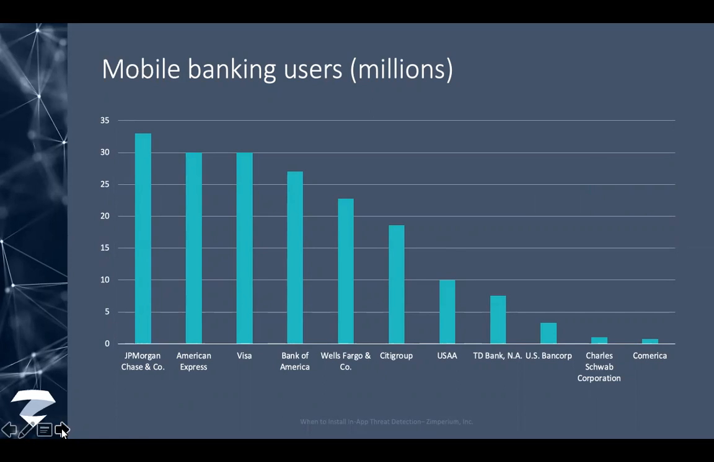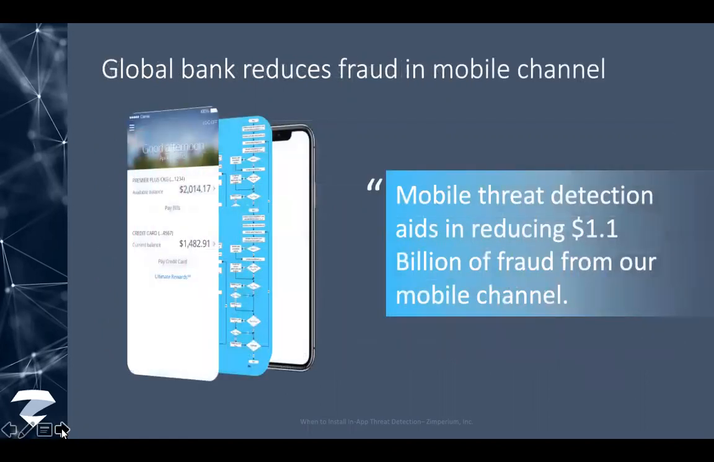So this is how many millions of users these banks have using their consumer accounts. You can see the high number of users, 33 million-ish, Visa and American Express, 30 million, and on down the line. So maybe your bank is in here. It's lots of different users, right? So it is very, very popular, and it's pretty dangerous.